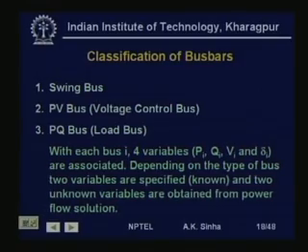So, we see that with each bus i there are 4 variables associated. What are those 4 variables? The P, the Q injections. So, at bus i we have Pi, the real power injection, Qi, the reactive power injection, the voltage magnitude Vi, and the phasor angle delta i at that bus. Now, depending on the type of the bus, 2 variables are specified or known and 2 variables are unknown and are obtained by the power flow solution.